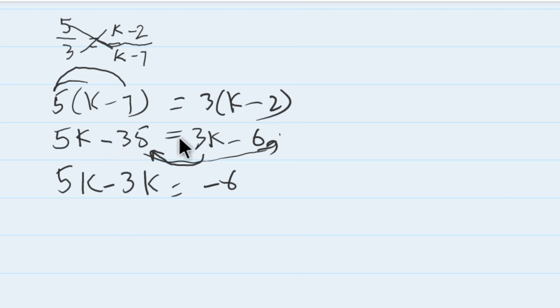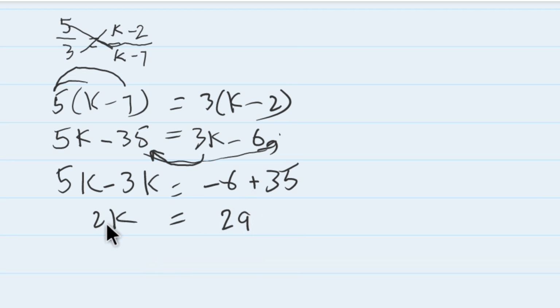So when we move minus 35 to the right hand side, its symbol changes to plus, so we will get plus 35. So 5k minus 3k, note that 5k and 3k are like quantities, so we can add or subtract them. So 5k minus 3k is 2k, and 35 minus 6. If there are two numbers with opposite symbols, then we will subtract them. So 35 minus 6 is 29, and we use the symbol of the greater value, which is plus.